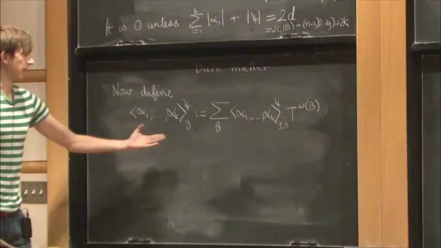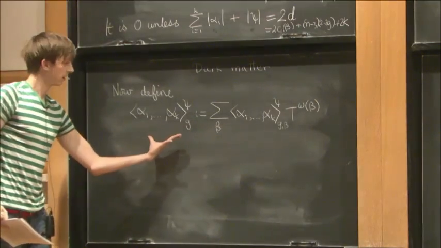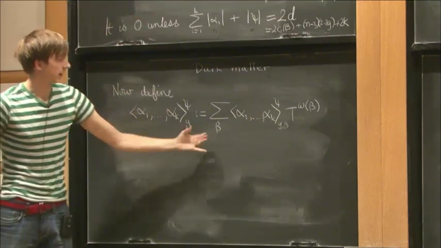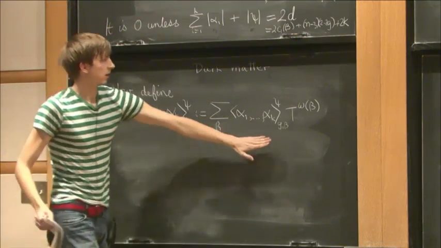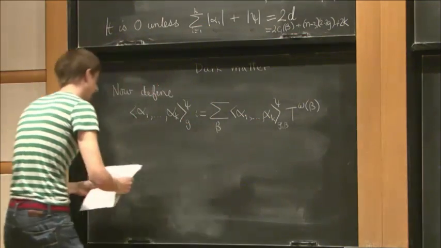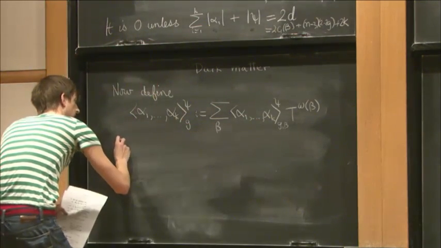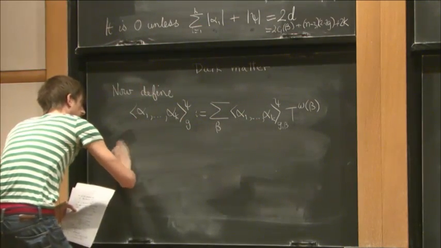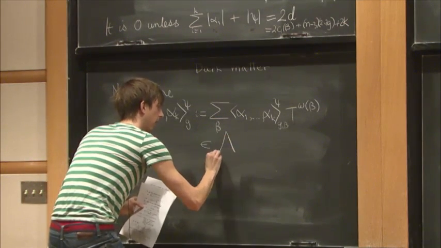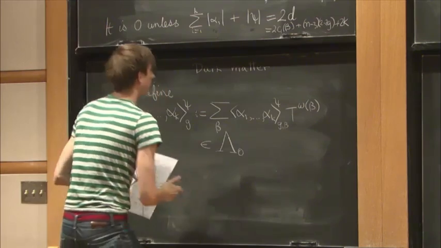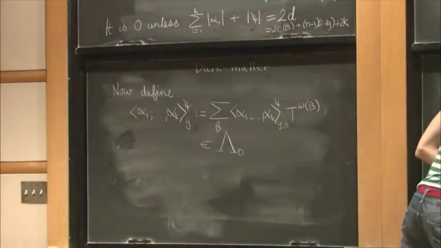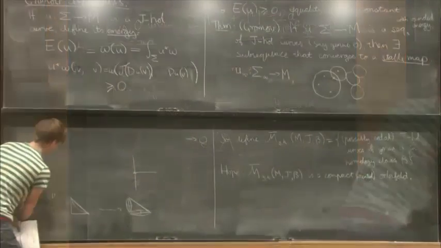So now we're going to try to combine all of these invariants over different homology classes beta into one invariant. So we're going to add them all up, multiplying by t to the omega of beta. This is an element in a certain ring, which we call the Novikov ring. So let me tell you what it is.